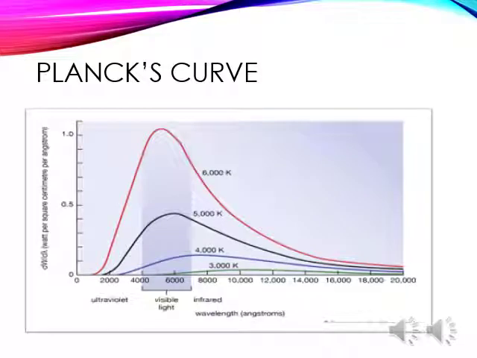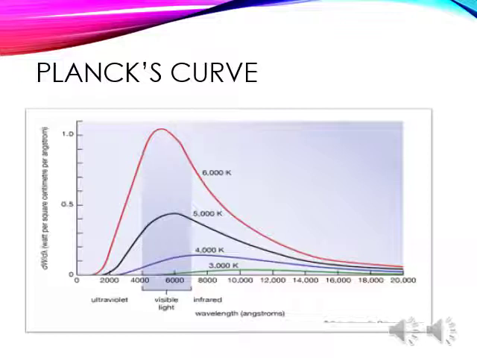Planck's curve represents the relation between intensity and wavelengths. As we show in the figure, intensity tends to zero at high and low wavelengths. Intensity tends to a maximum at a certain value of wavelength called the maximum wavelength. As temperature increases, intensity increases and wavelength decreases. Planck's curve represents more than one body, such as the sun, lamp, and earth.